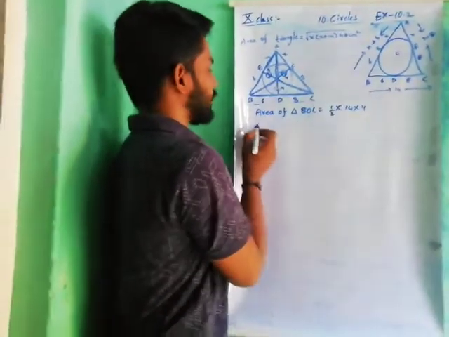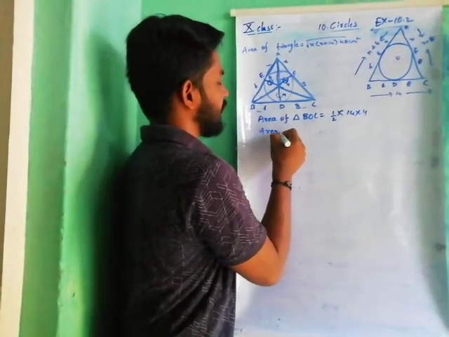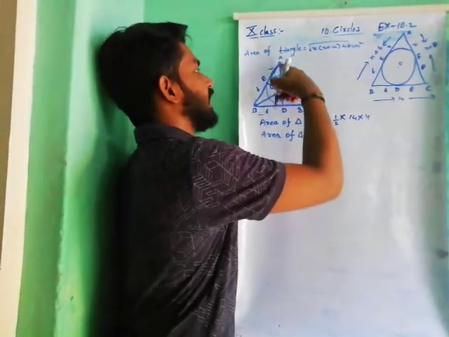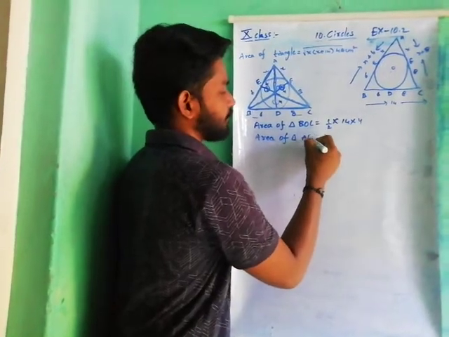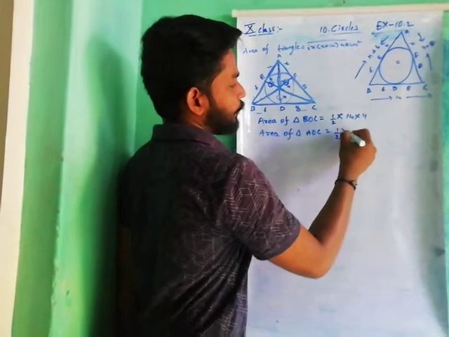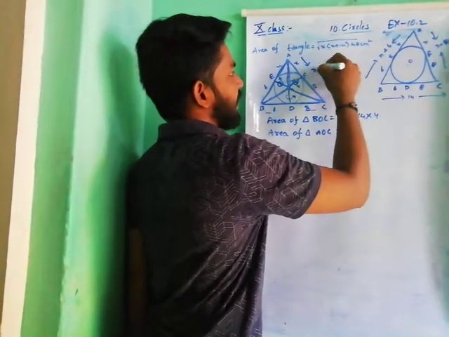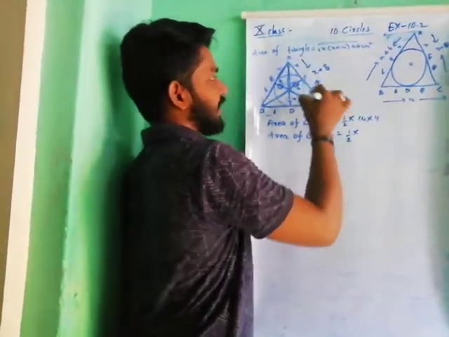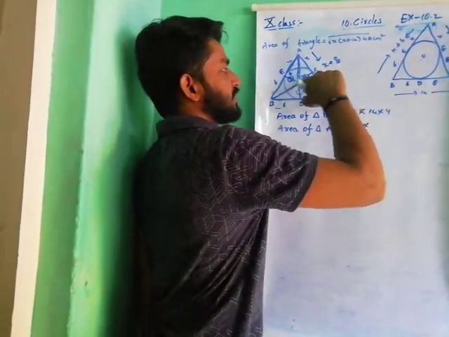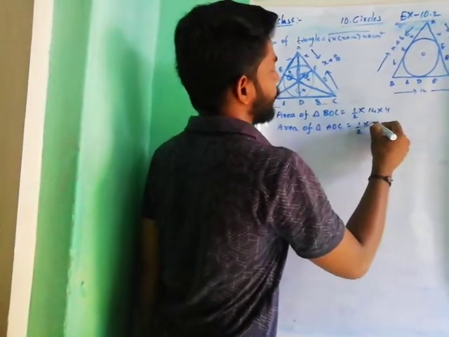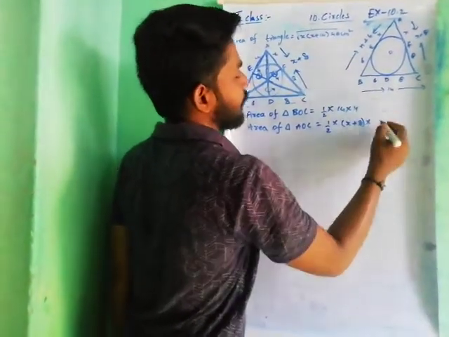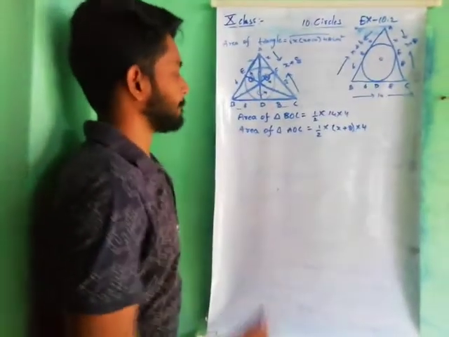So first we have to write it like this. Next, the area of this triangle. What is the triangle? AOC triangle. Area of AOC: half into, here the base value is x plus 8. Half into base into height. Here also the height is the radius of the circle. So base is equal to x plus 8, and height is equal to 4.